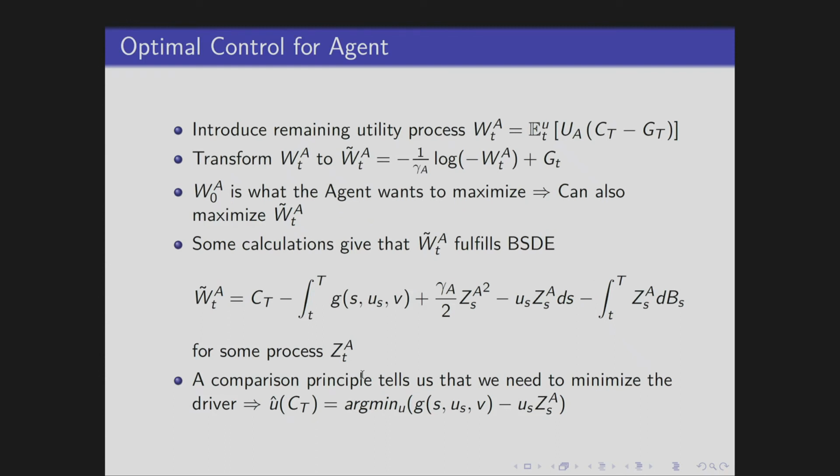So yeah, now we go back to the agent, and the problem is a little bit more challenging, so I will only delineate the ideas behind it. And for the agent, we can still see some of the stuff we can do. So what we do is we introduce the remaining utility process. So at some time t, what is the expected utility that we will get?